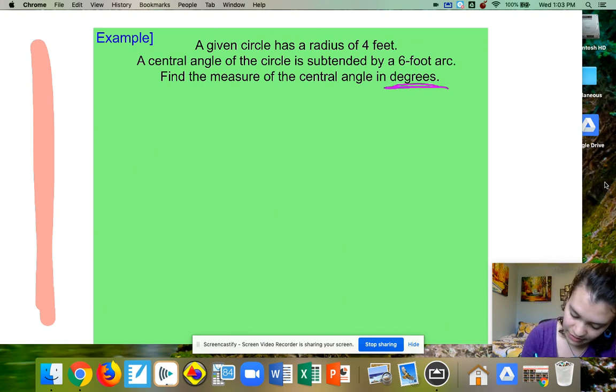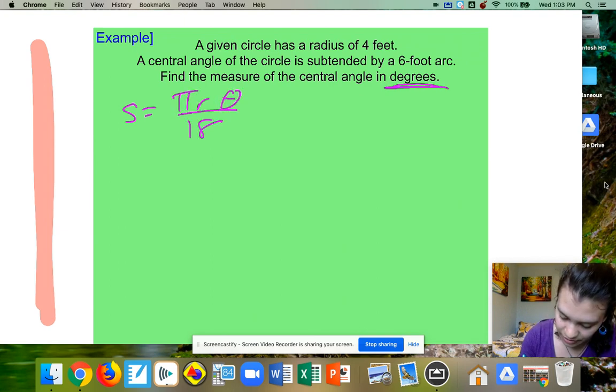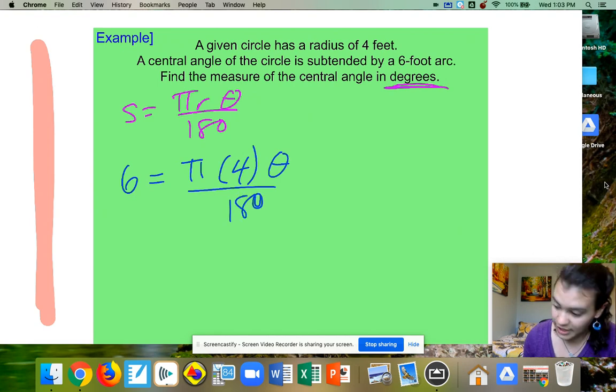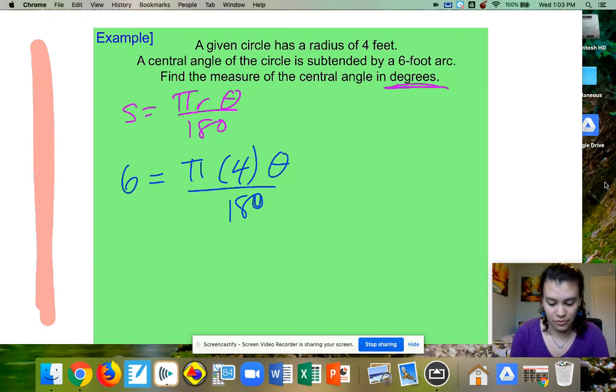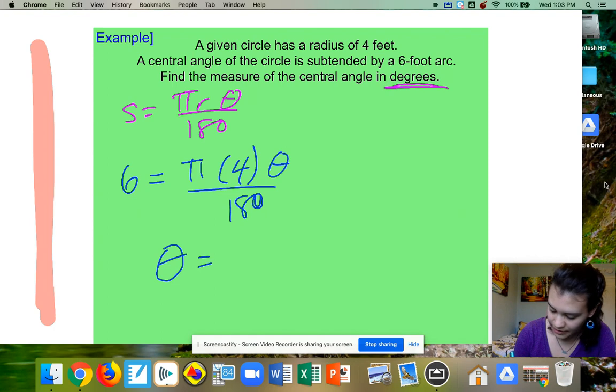So we have that the arc equals pi times the radius times theta over 180. You can then plug in what you know. We have a 6-foot arc, we have pi, and we know we have a radius of 4, theta, and then 180. At this point, you can just solve this equation. Multiply by 180, and then divide by 4 pi, and you'll end up getting a theta of 85.9 degrees.